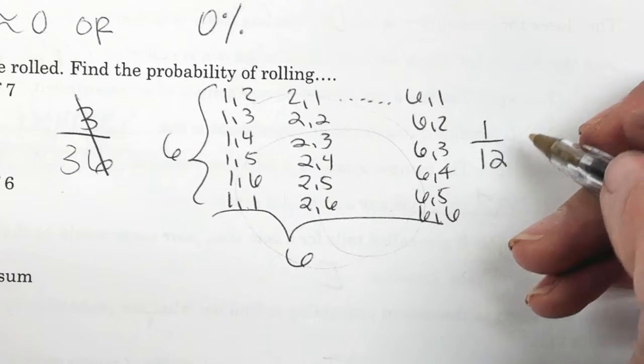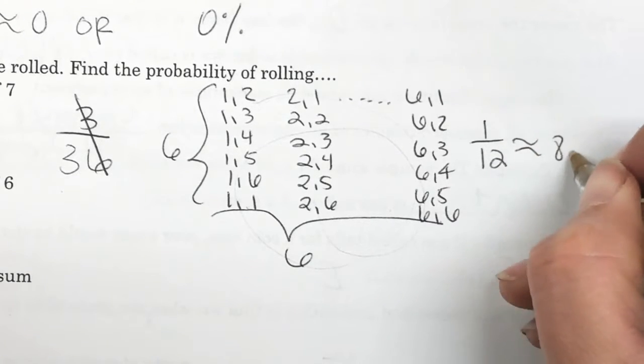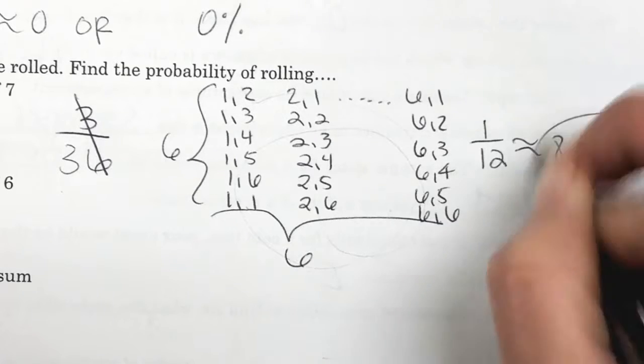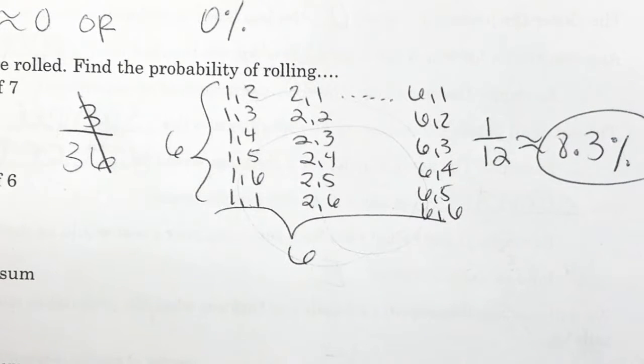Let me see. Yep, 8.3% chance of rolling a 7. And you think about all those people who go gamble and play that number, 7. When they roll the dice and they have to get a 7, they only have an 8.3% chance of getting a 7. And they're betting tons of money on it. That's crazy.